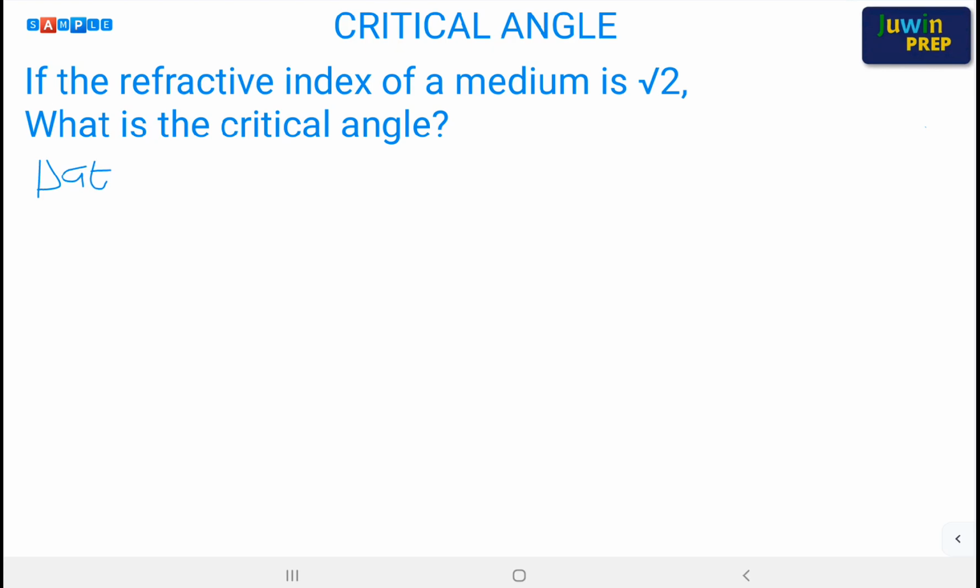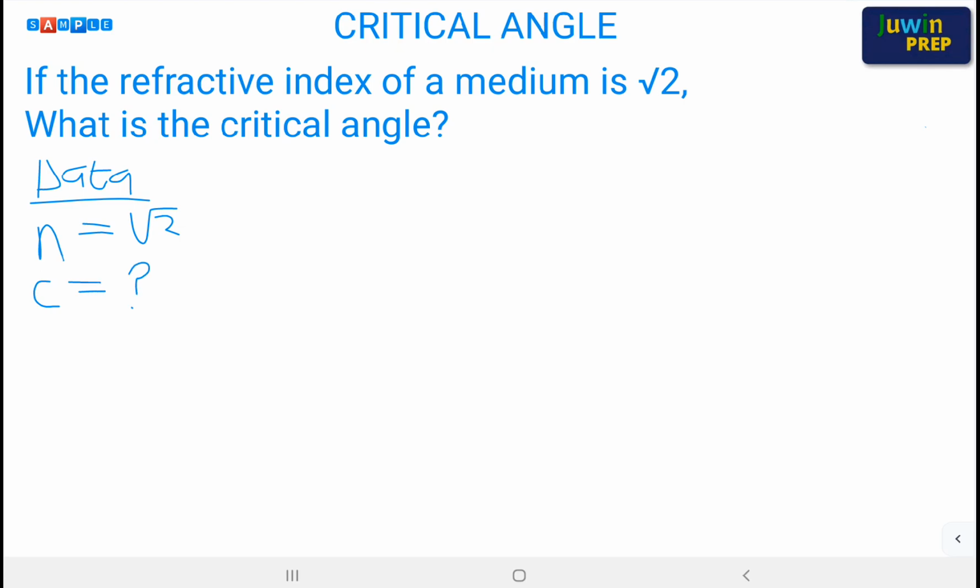So our data is: refractive index is represented with the alphabet n. So we'd say n equals square root of 2, and you are asked to calculate for critical angle, and critical angle is represented with the alphabet c.